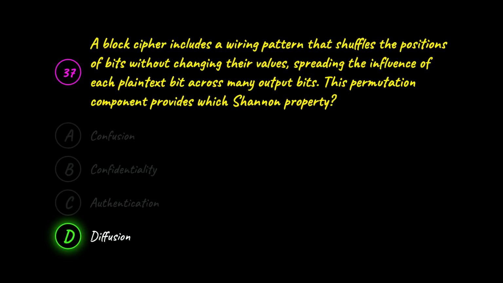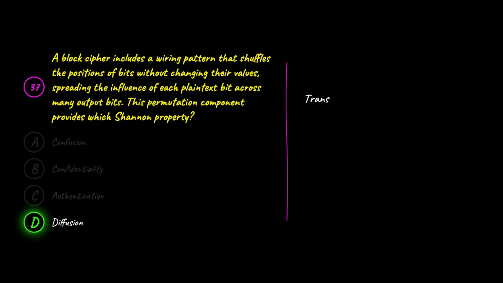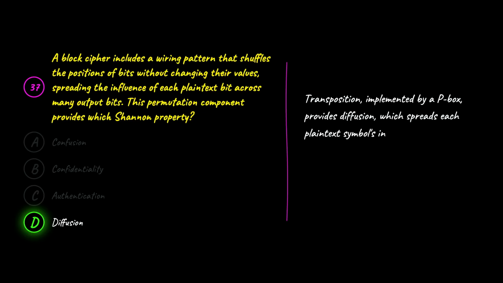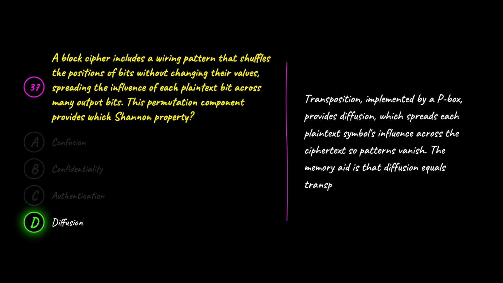The correct answer is D. Diffusion. D is correct because transposition, implemented by a P-box, provides diffusion, which spreads each plaintext symbol's influence across the ciphertext, so patterns vanish. The memory aid is that diffusion equals transposition or permutation.